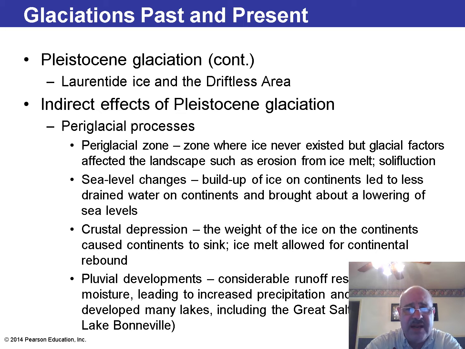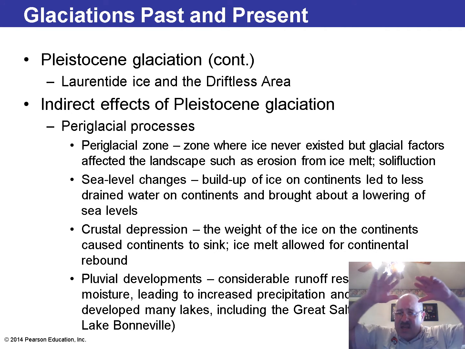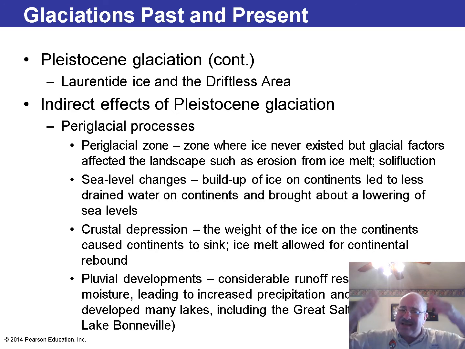All right, so some indirect effects of Pleistocene glaciation, periglacial processes, all right? Periglacial zone where ice never existed, but glacial factors affected the landscape, such as erosion from the ice melt and solifluction, otherwise permafrost and stuff. It's so cold, the glacier and the ice isn't touching it, but you've got to remember, even though it's there, it's still having an effect on everything around it, right? So everything around it is frozen as well because the glacier is so cold, all right? So that's periglacial, right? It's not actually touched by the ice, but it's been drastically altered by the ice, okay?